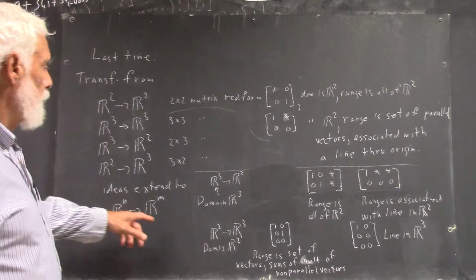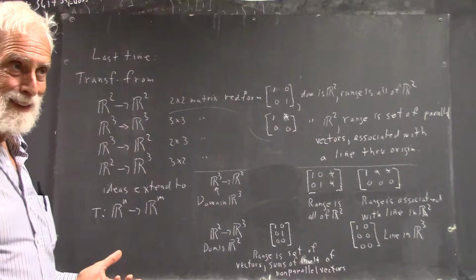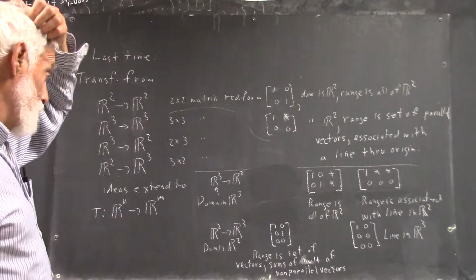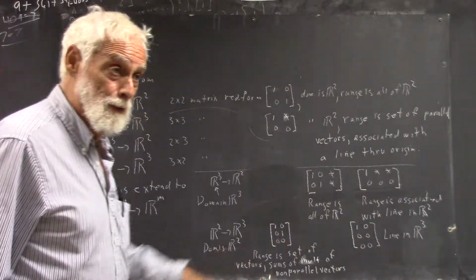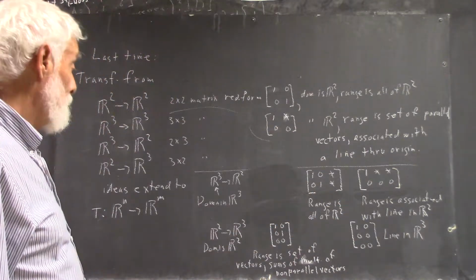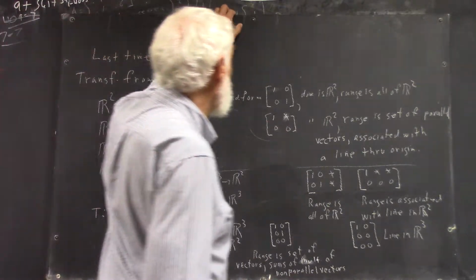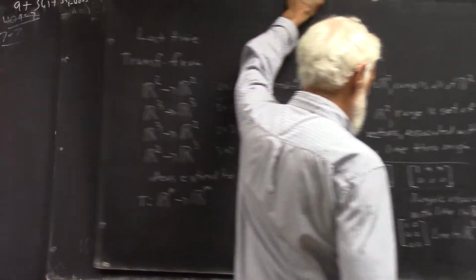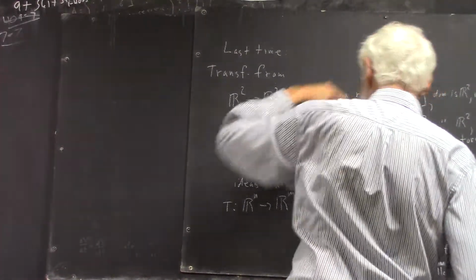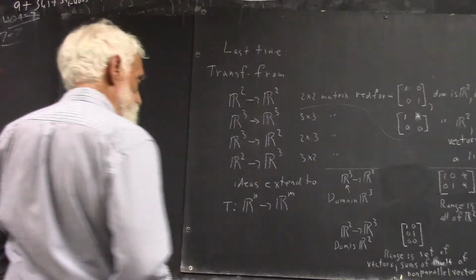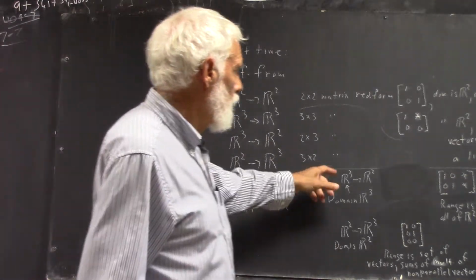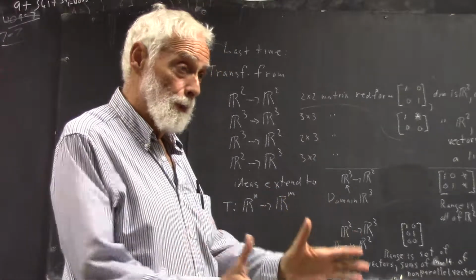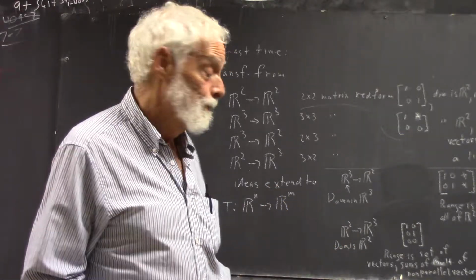Now if you go from Rn to Rm, there are all kinds of possibilities if n and m were big enough numbers. But it's just an extension of these ideas. Now there's more, additional things. If you're going from R3 to R2, you basically got 3 dimensions collapsing down to 2.